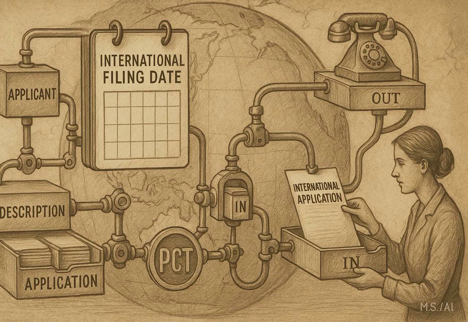Uh-oh. So is the application just dead? Not necessarily dead, but it's in trouble date-wise. The office will notify you about the missing claims and give you a deadline to fix it. Okay, so I can add the claims later. You can, but here's the catch. If you add the claims later, your international filing date will usually be the date the claims were received, not the date you originally sent everything else in.